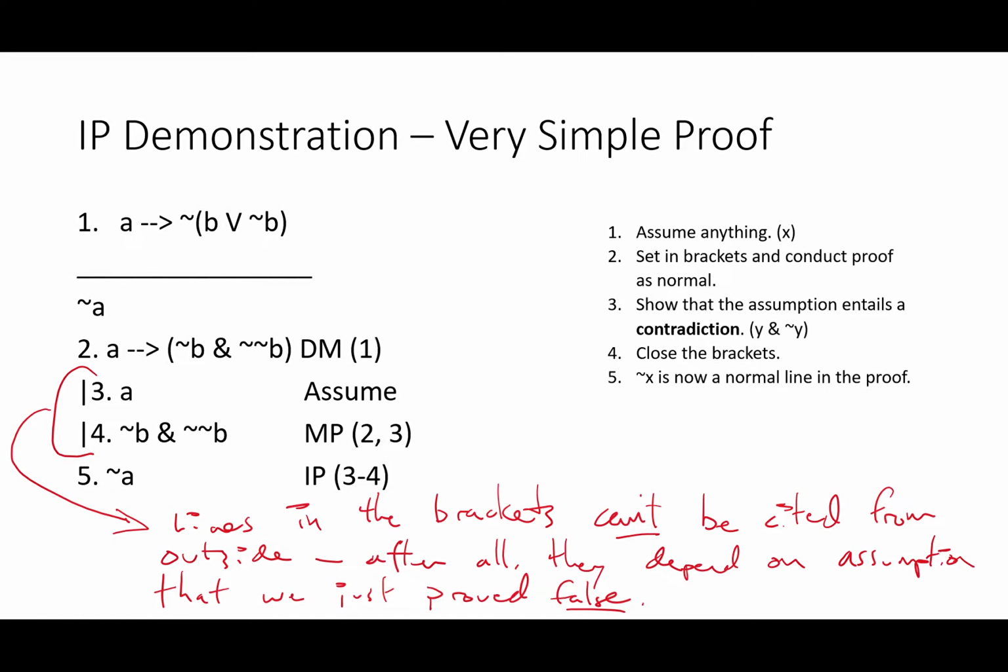Now, even if we end up proving our assumption true, that would be a mistake in an indirect proof, but if we happen to do so, everything in the bracket still depends on an assumption. We can't use those. They're not logically entailed just by the premises. They're entailed by a combination of the premises and an assumption that we're not actually sure about. We can't use those lines outside the proof. We'll see more of that in the next example.